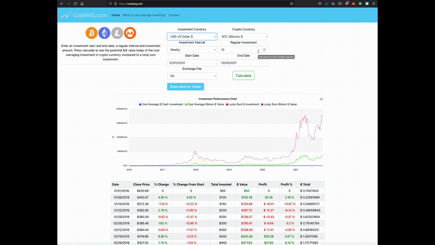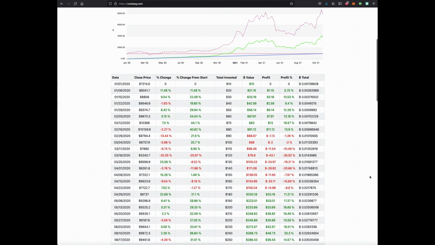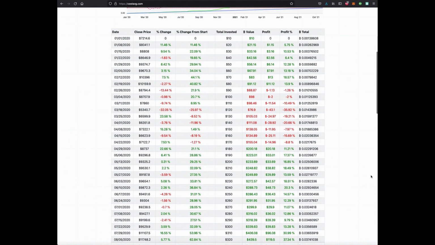Regular investment, so it's going to be $10 a week. And we started, say, last year, and we finished this year, 24th of October. So we're just under 2 years, putting £10 or $10 weekly. We're going to calculate that and see what our trends would be. Okay, so you see, even in the red, even when it's going down, you don't care.